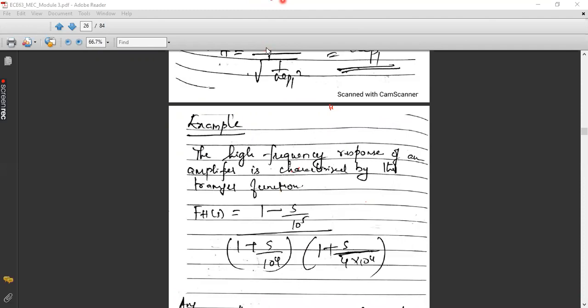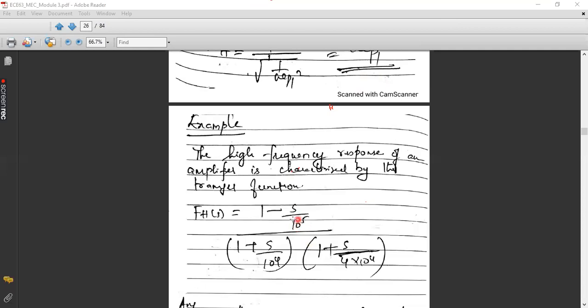No answers. What is omega z1 square from this particular equation? You compare this with your general equation of fh of s and tell me what is omega z1 square. Z1 means it will correspond to the numerator polynomial. Now you compare and tell me what is the value of omega z1 square. Yes, good. It is 10 to the power 5.